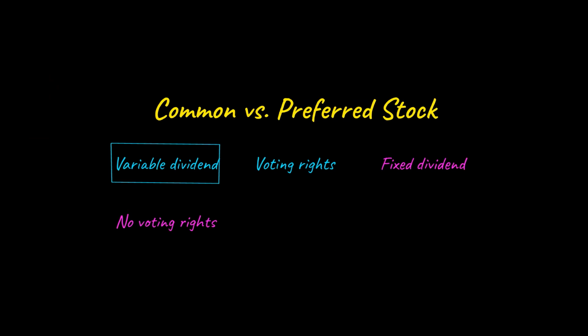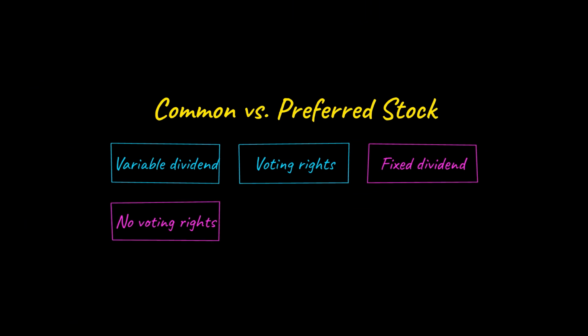The key exam distinction is between common and preferred stock. Common stock features a variable dividend and voting rights. Preferred stock features a fixed dividend and typically no voting rights. When a scenario combines variable dividends with shareholder votes, that points to common stock every time.